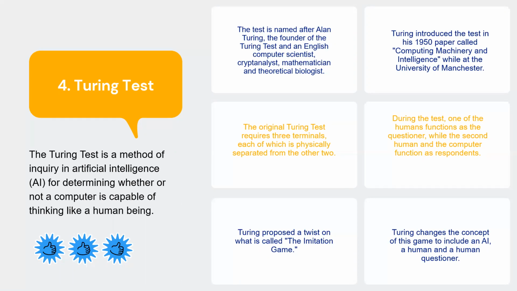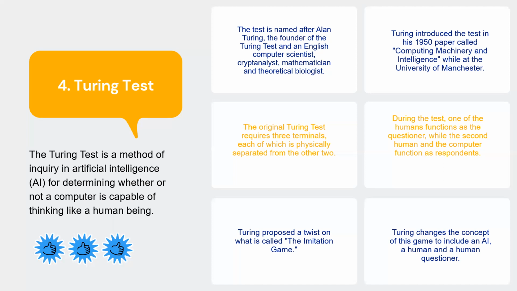each of which is physically separated from the other 2. One terminal is operated by a computer, while the other 2 are operated by humans. During the test, one of the humans functions as the questioner, while the second human and the computer function as the respondents. The questioner interrogates the respondents within a specific subject area using a specific format and context. After a preset length of time or number of questions, the questioner is then asked to decide which respondent was human and which was a computer.